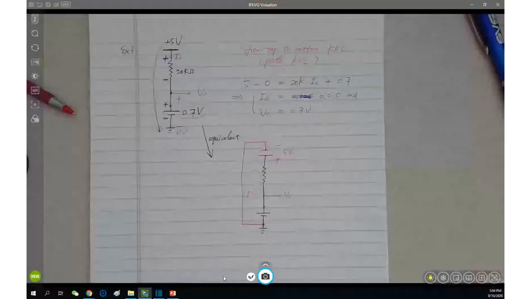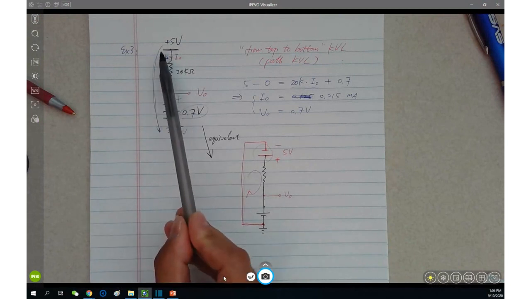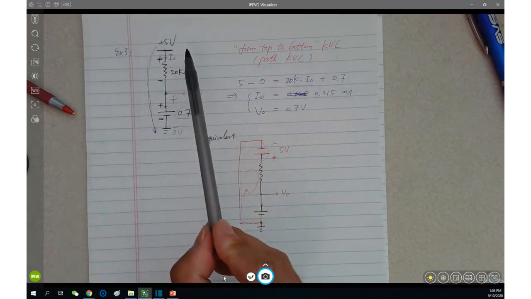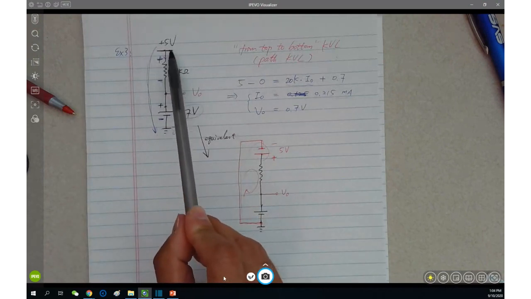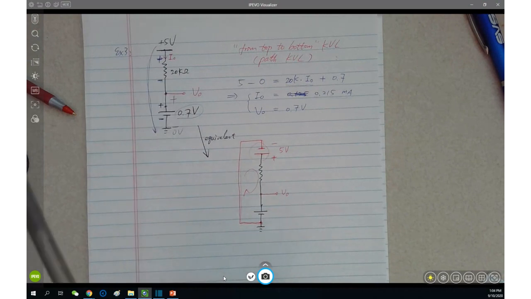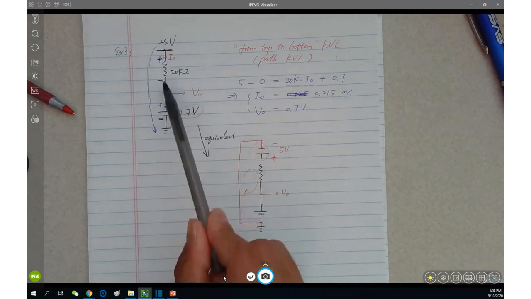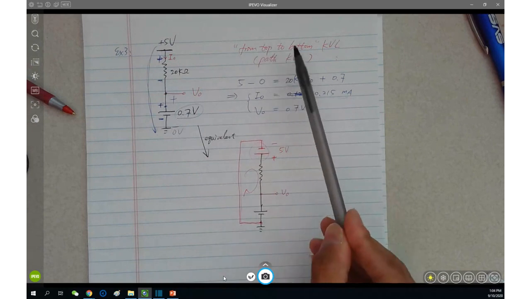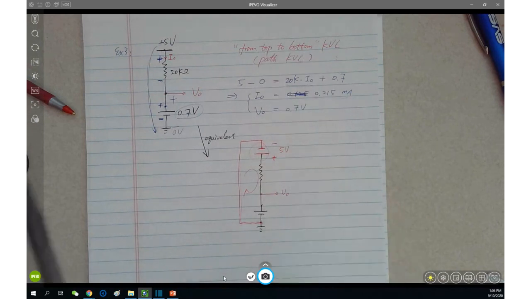This is the first one we have done. Instead of a voltage source in a circle, we are seeing a voltage bus here. The voltage bus is nothing but a 5 volts bus provided by a voltage supply, all the way down to the ground. Maybe not even ground if something more tricky. Along this path, you have multiple components occupying a certain amount of voltage. The idea is called top-to-bottom KVL, or path KVL.